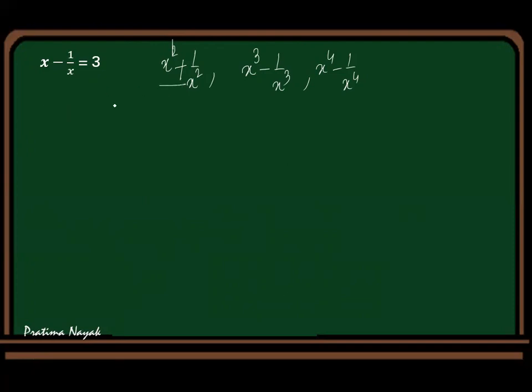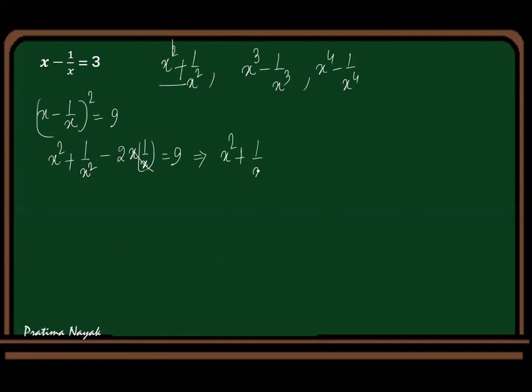First, to get this, I'll square both sides. So (x minus 1 by x) whole square is equal to 3 square, 9. Now write the expression: x square plus 1 by x square minus 2 into x into 1 by x. You have understood? No need of writing, directly you can write 2 here. It will be 9. So this gives you x square plus 1 by x square is equal to 9 plus 2, how much? It will be 11.